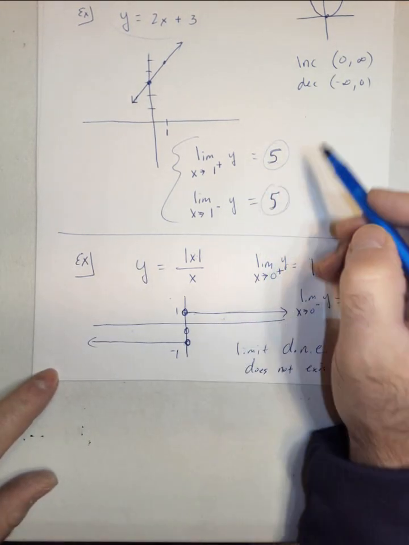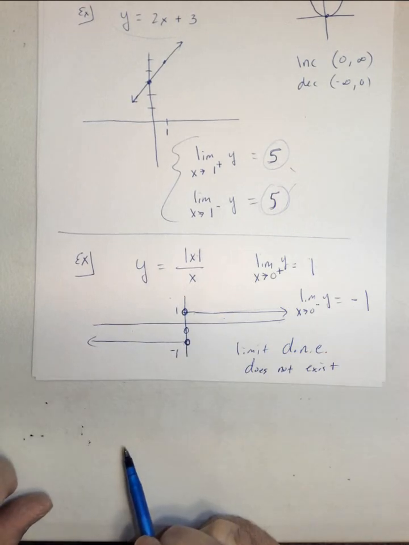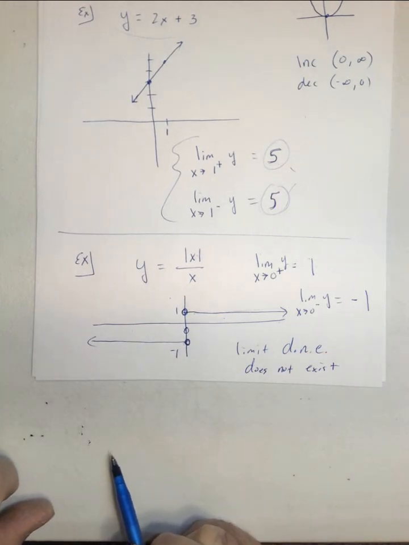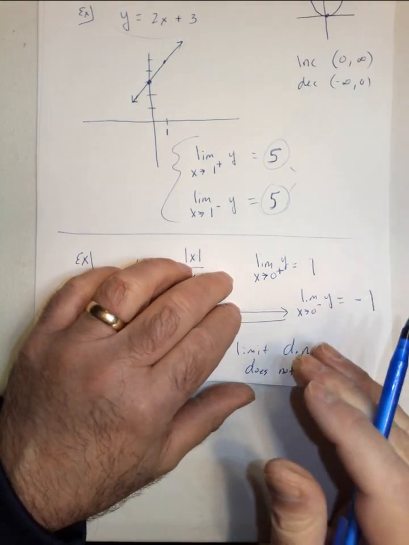So it's got to come to the same value. If it doesn't come to the same value, then we can say that the limit does not exist. All right. So, moving on.